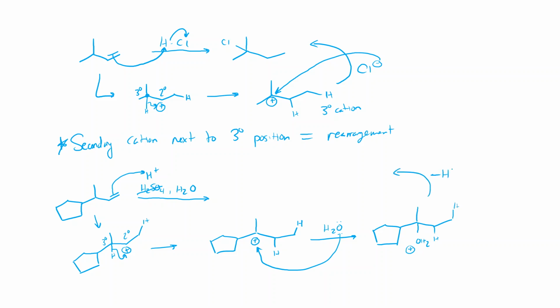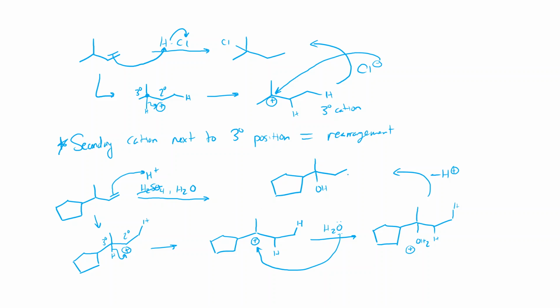And then we just have to lose H plus from this OH2 plus group here. We're going to get rid of that and make the conjugate base, and that's going to be our nice neutral product. So our nice neutral product is going to be something that looks like that. So hopefully that matches up with what you got, right?